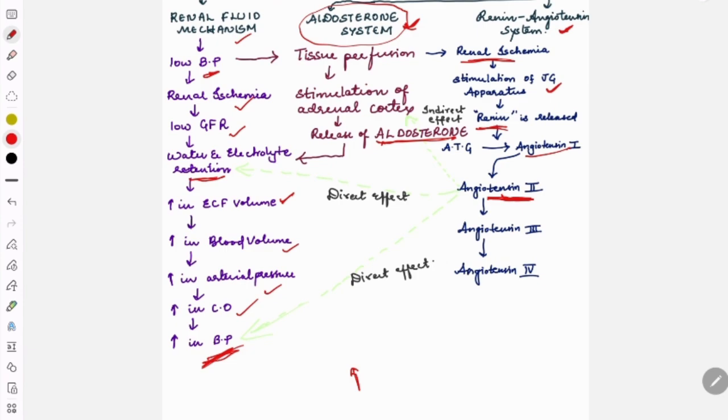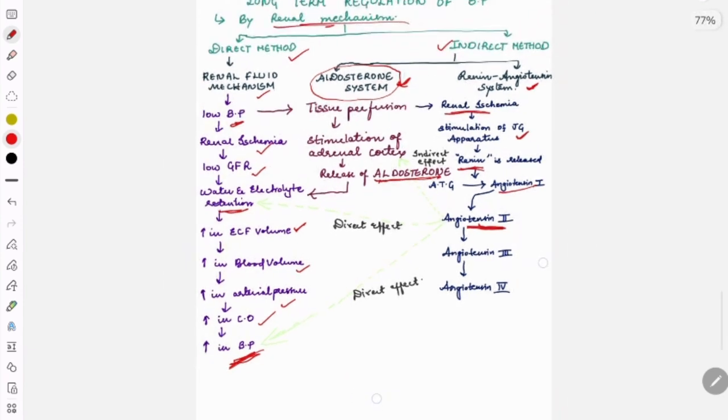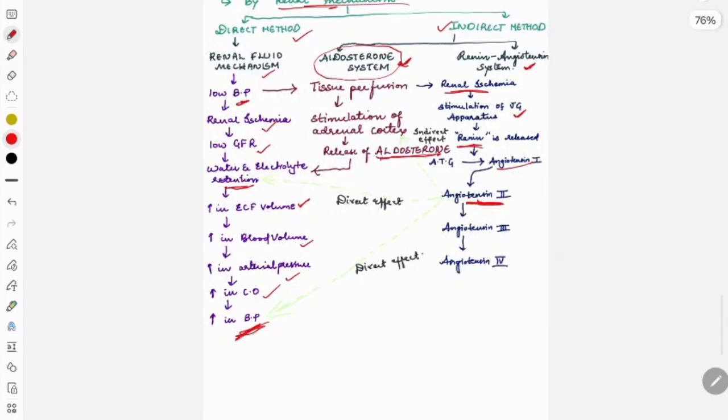So this long-term regulation of BP comes into action whenever there is decreased BP. It will increase the BP by these three methods, direct and indirect methods. Okay, I hope this is clear, and thank you.